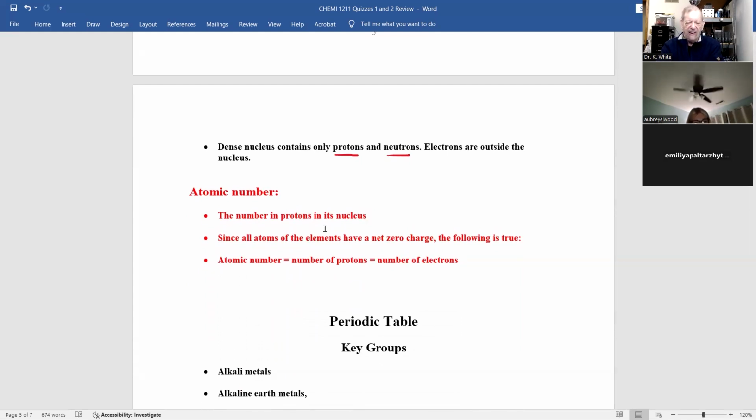Now, all atoms of the elements have a net zero charge. So the following is always true: the atomic number equals the number of protons equals the number of electrons.